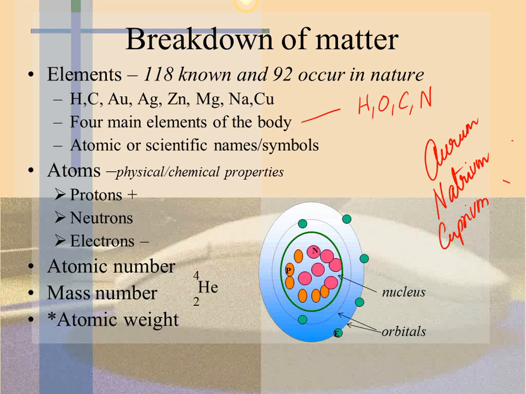Now, elements too are broken into smaller particles known as atoms. These atoms have physical and chemical properties which are the properties of that element. The physical properties are ones that you can sense or touch, like texture, or smell. The chemical properties show how they interact with other atoms. You obviously cannot look at an atom under a microscope, so this has to be done using special equipment.